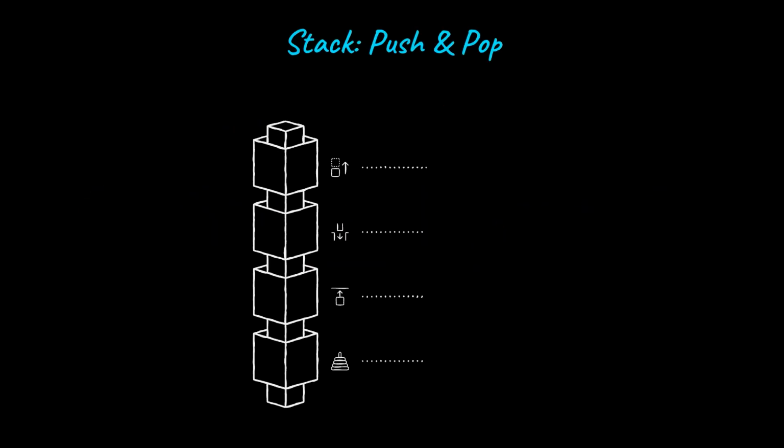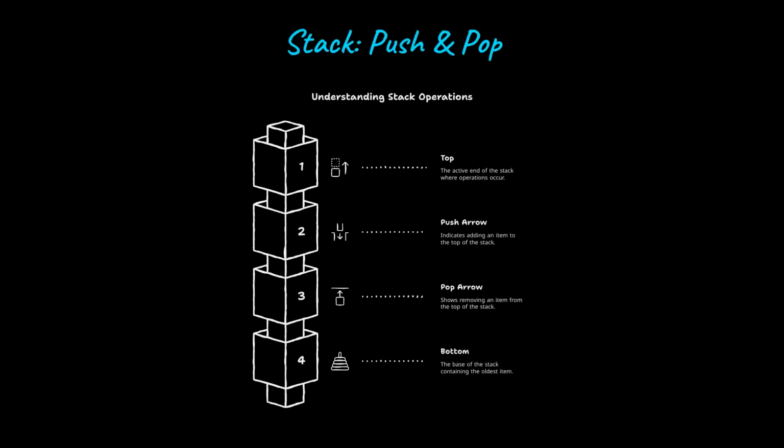A stack is an abstract data type built around one simple rule. The most recently added item is always the first one removed. This principle is called last in, first out, or LIFO. All stack activity happens at one end, the top. Push places a new item there and pop removes it. The rest of the items simply wait below, inaccessible until everything above them is removed first.